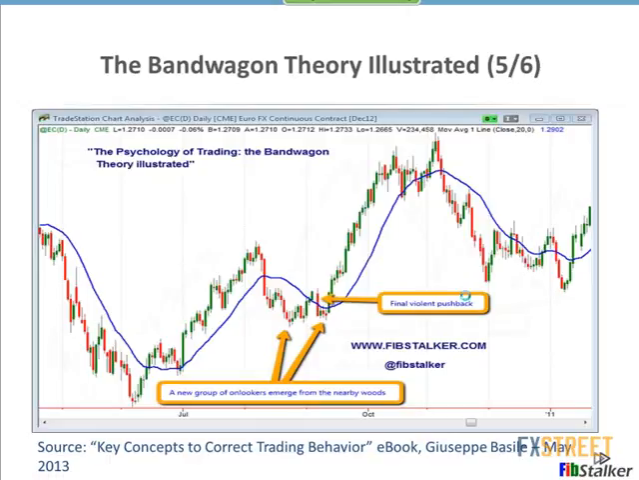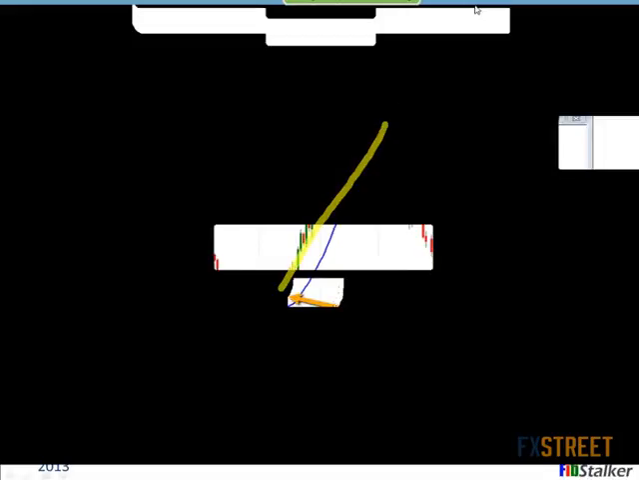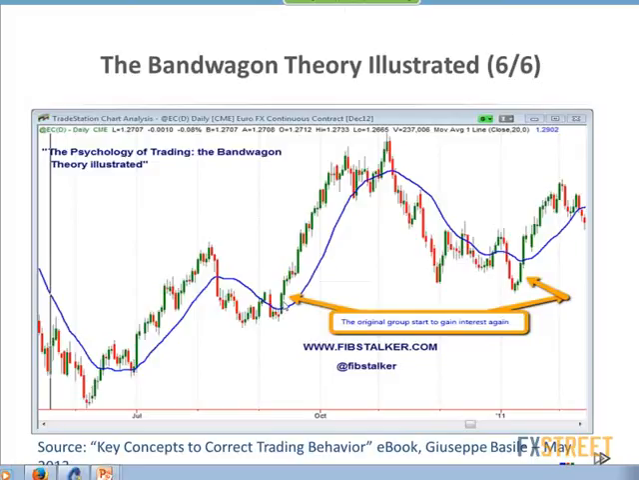Last is the cycle begins again. So in a flash, the professionals are on board. Easy. The bandwagon, now free of the larger crowd, can move forward freely and gracefully. And that's really the start of a new trend here. And this is the start of this move higher.